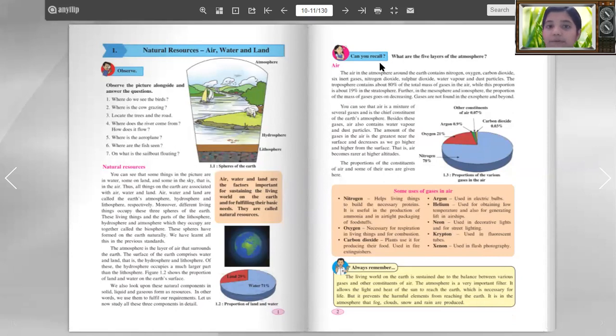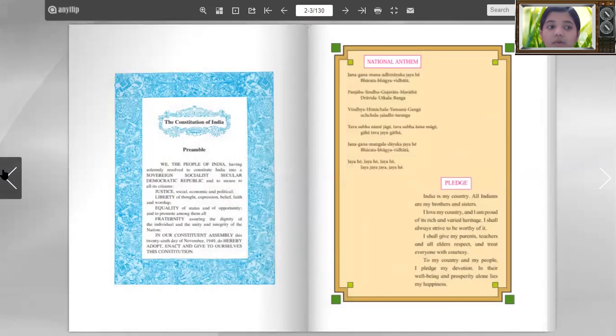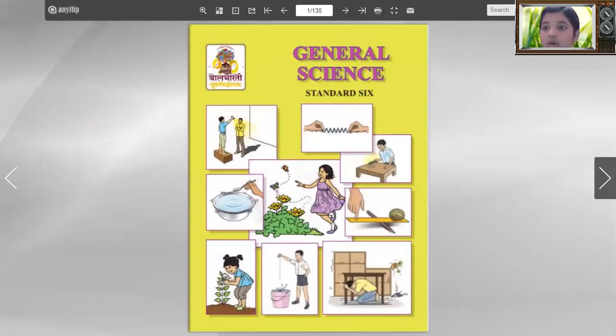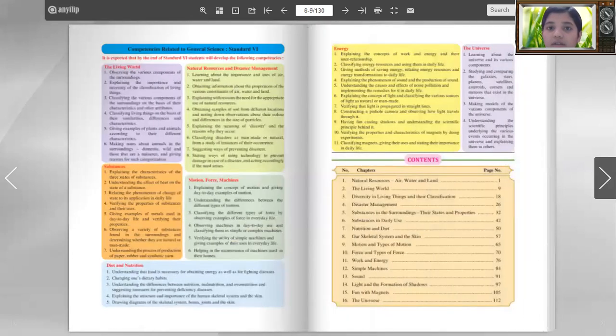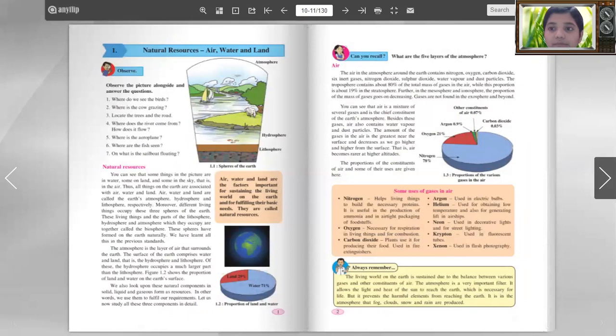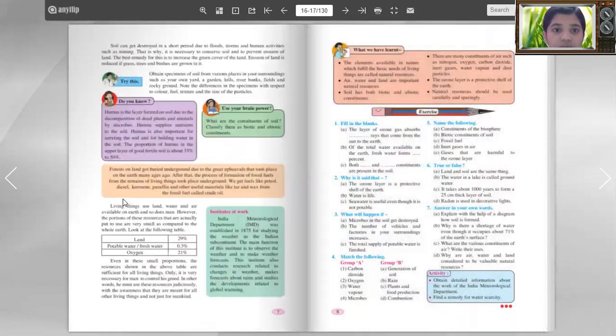So friends, in the last video we read the English textbook, and today we are going to read the first chapter of EVS. We are going to read EVS also, and in some days we are going to read Marathi and Hindi also. So friends, in today's video we are going to read the first chapter of the 6th standard EVS textbook, that is natural resources, air, water and land. So friends, we will start with our reading.